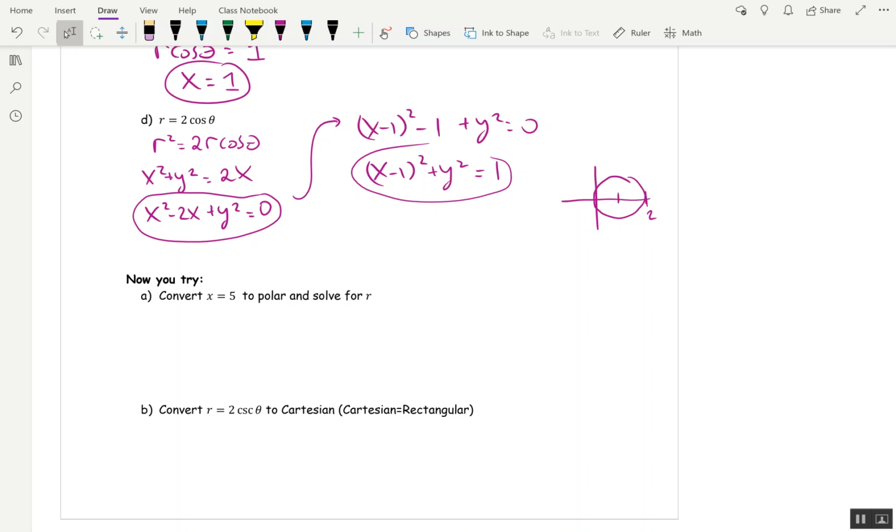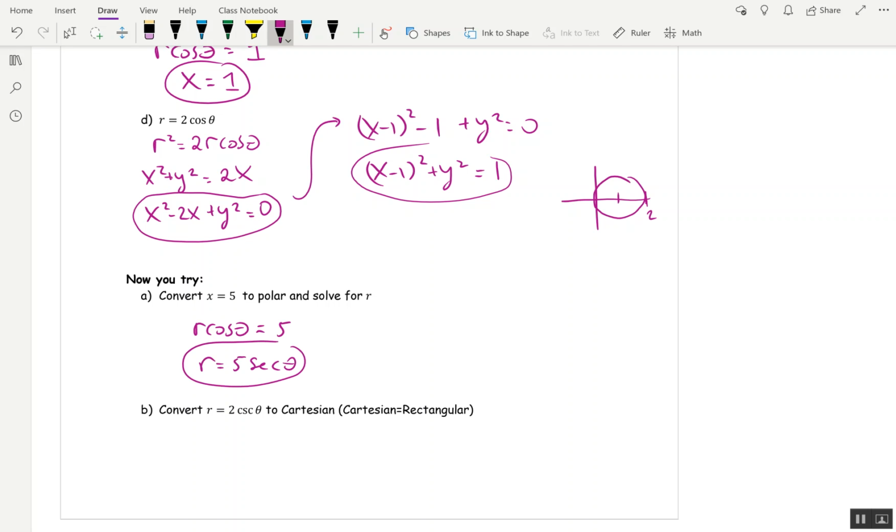All right, hopefully you did that. Convert to polar and solve. So this is the easy direction. Just wherever you see an x, you replace the x with r cos theta. There are no y's, so r cos theta is 5. And now solve for r. r is 5 secant theta.